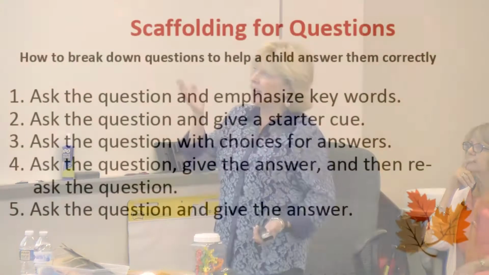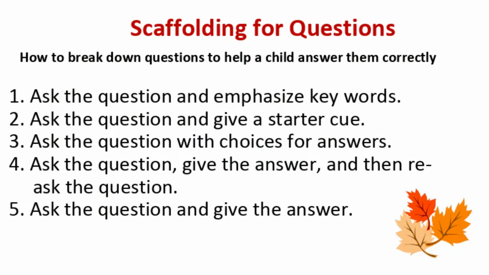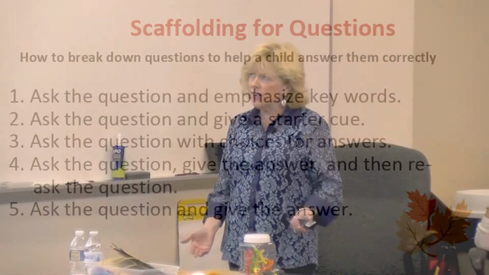You might want to ask the question and give a starter cue. How did the chameleon feel at the end of the story? He felt, and let the child finish that sentence. You could ask the question with choices for answers. So you would say, did the chameleon feel happy or sad at the end of the story? You could ask the question, give the answer, and then re-ask the question. How did the chameleon feel at the end of the story? He felt happy. How did he feel? And then see if the child could repeat it back. Or you could ask the question and then give the answer and move on.